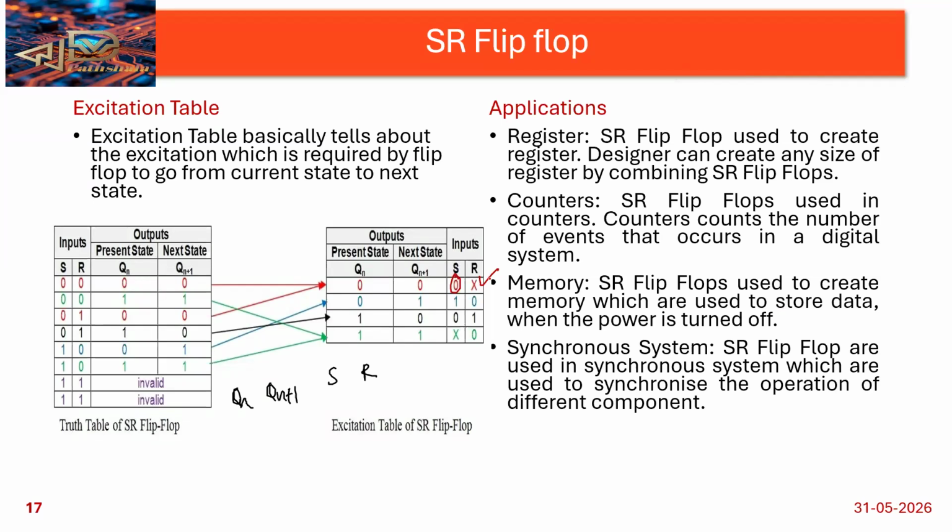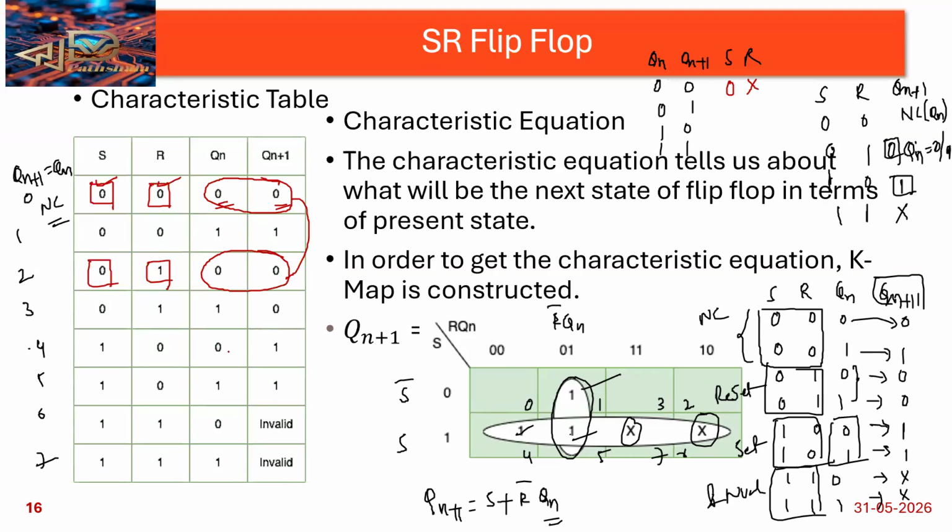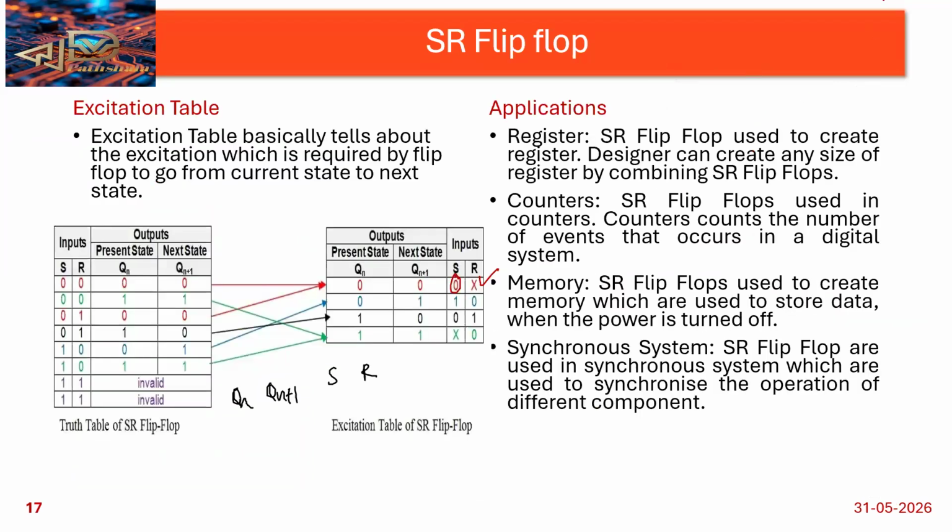And what is the other condition? The 0 1 case. For the 0 1 case there is only one case available, no other cases. Then what are the values of S and R? S is 1, R is 0. And the 1 0 case also has only one value. Then S is 0, R is 1. For the 1 0 case, it is the reverse of the inputs, that's it.